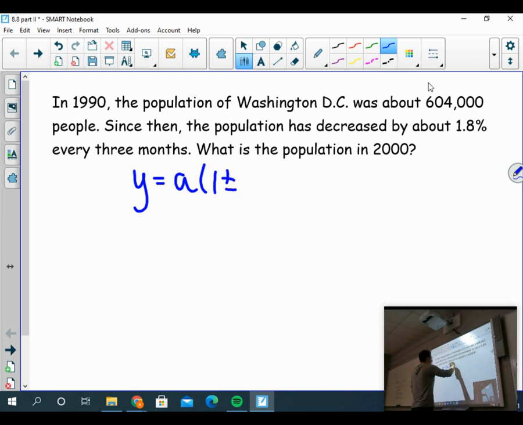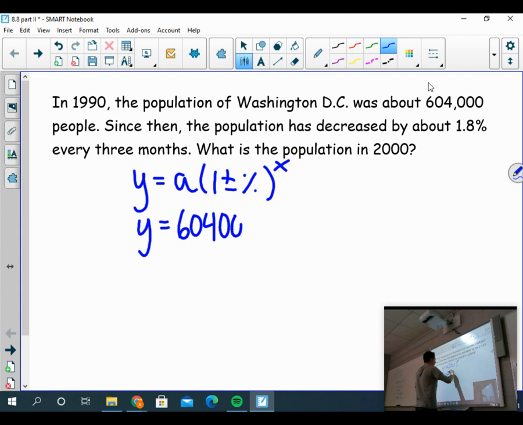But we will replace that B value with 1 plus or minus a percent. Why? Because we are increasing or decreasing by a percent. So what we need to do here is we start with our initial value, which is 604,000 people. We are decreasing by 1.8%.